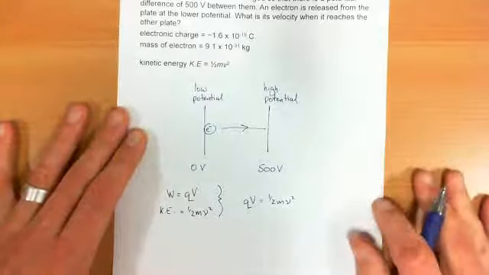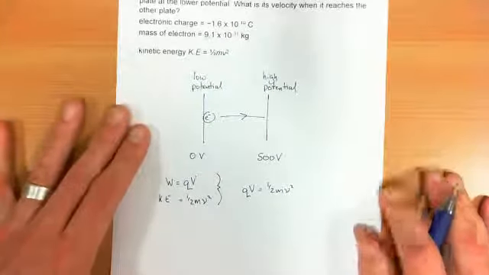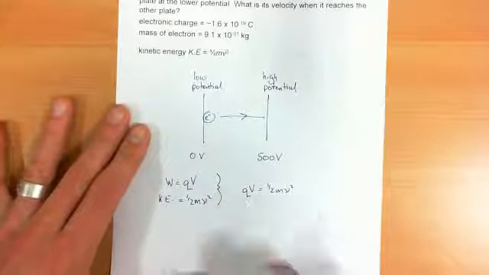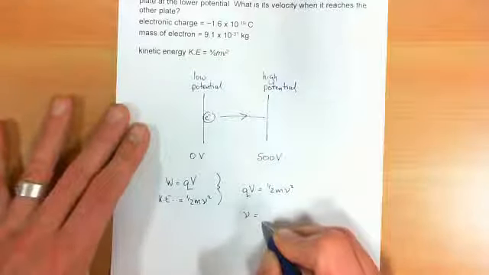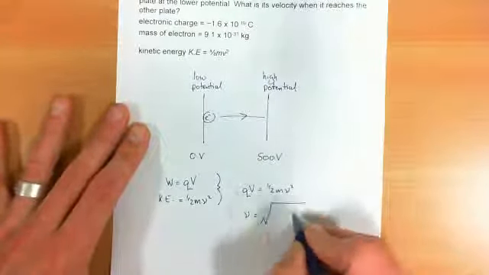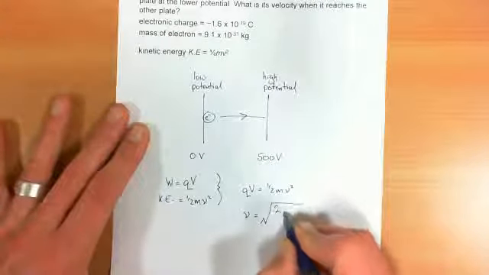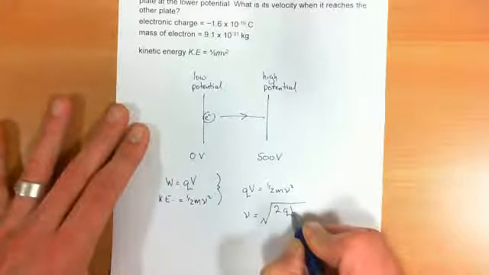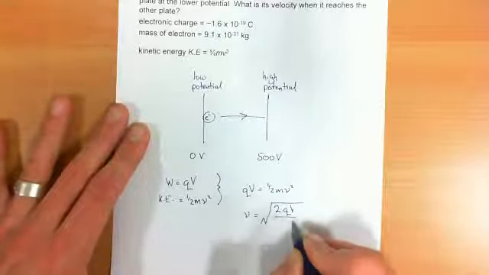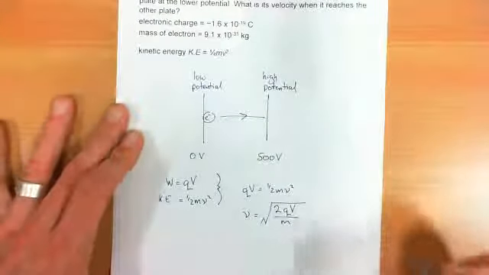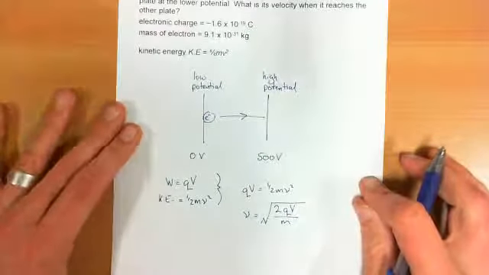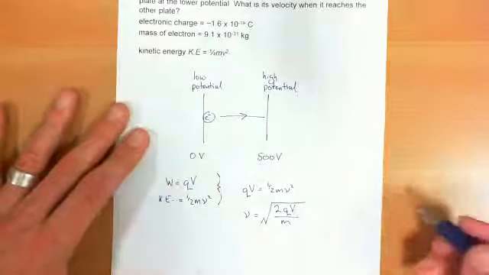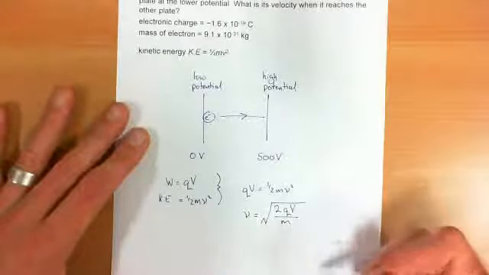It's velocity we're trying to find, so we're just going to rearrange this expression to make v the subject. In other words, v is going to be the square root of 2q times the potential over the mass. Now, although it's an electron, it's got a negative charge. We're going to ignore the negative charge, just take the magnitude of the charge.